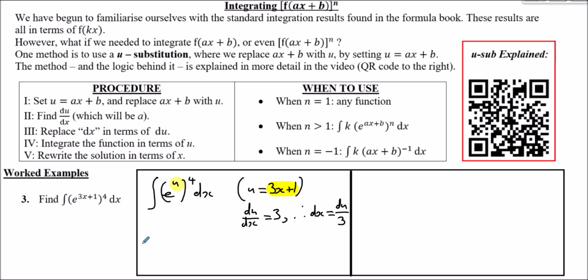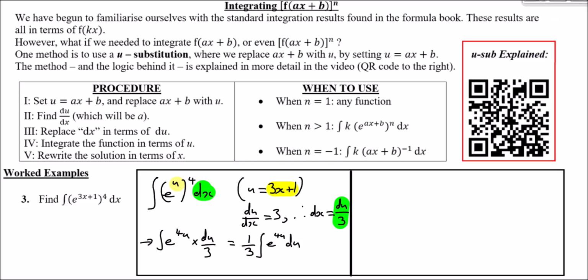So this becomes e to the u to the power 4. U times 4, of course, is going to be 4u. But then dx is the same as du over 3. So I've got e to the power 4u multiplied by du over 3. So that's going to be the same as 1/3 of the integral of e to the 4u du.